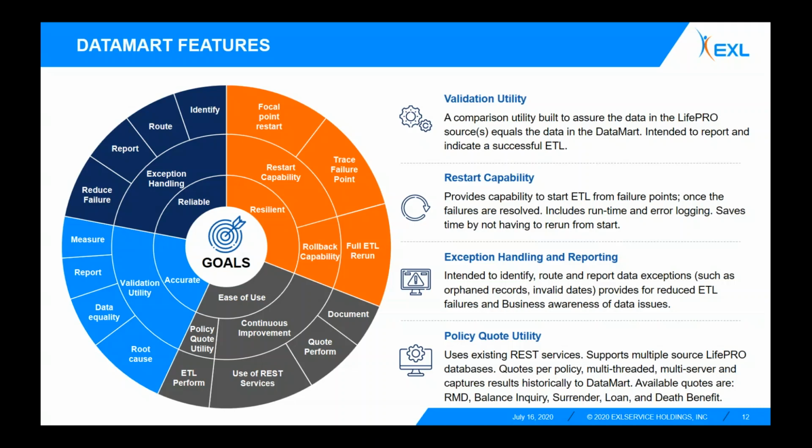You will also experience an ease in the use of the new DataMart version with extensive documentation, logging that we have put on various functionalities, the ETL performance improvements that have been done, and the availability of an upgraded code utility. This new code utility is now multi-threaded for performance, and it uses REST services to generate codes such as surrender. We can generate loans, balance inquiries, RMDs, and death benefits. So I think that pretty much covers what we have as new features in the DataMart.